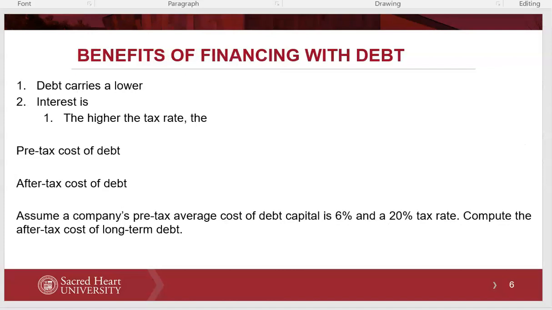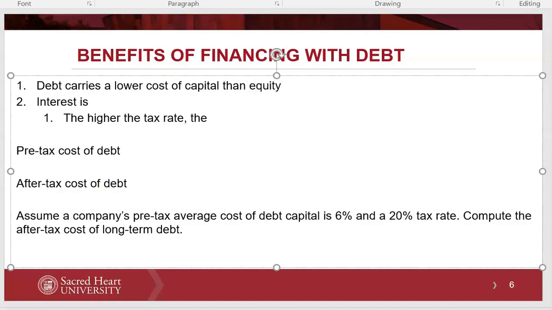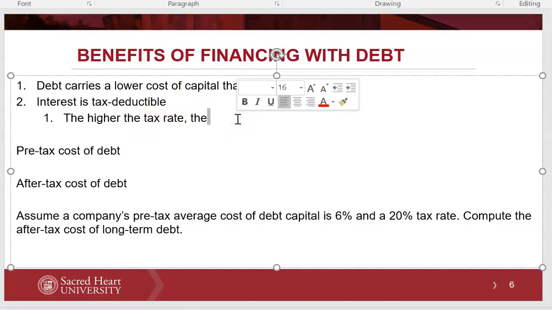Benefits of financing with debt. Debt carries a lower cost of capital than equity does. The interest rate that a company is going to end up incurring on debt is going to be lower than what stockholders would demand for purchasing the company's stock. In addition to that, the interest is tax deductible. The higher the tax rate, the more incentive the company has to finance with debt instead of equity.